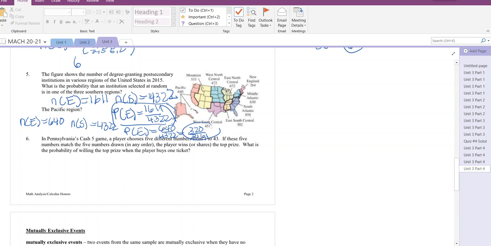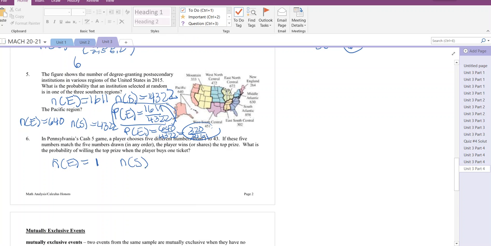All right, in Pennsylvania's Cash 5 game, a player chooses 5 different numbers, 1 through 43. If these 5 numbers match the 5 numbers drawn in any order, the player wins or shares the top prize. What is the probability of winning the top prize when the player buys 1 ticket? So the only way you can win is matching the 5 numbers drawn, so that's 1 way.